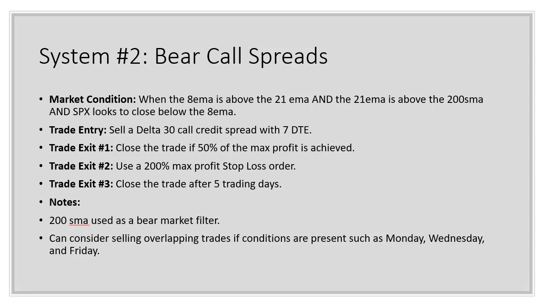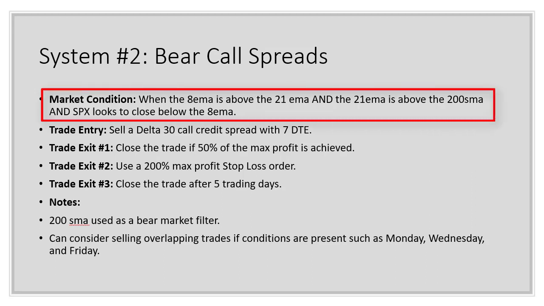Okay, so let's talk about system number 2. System number 2 is very close to system number 1, but the difference is the market has now started to pull back, and by pull back I mean close below the 8 EMA. When that happens, we're going to look to sell a bear call spread.